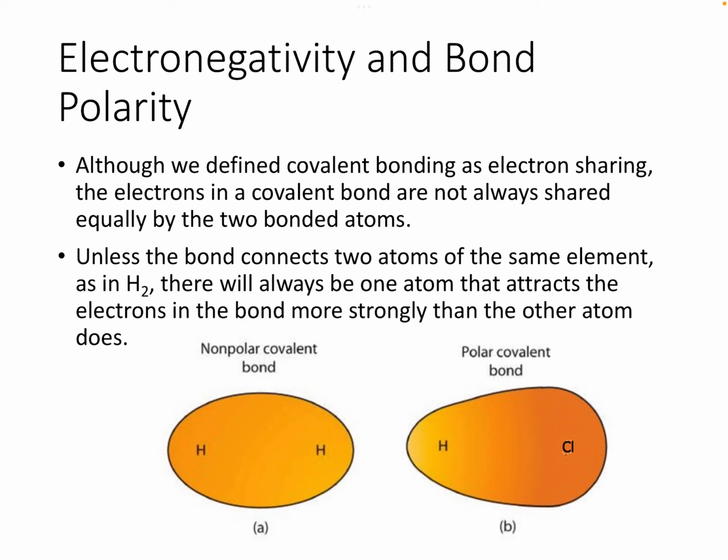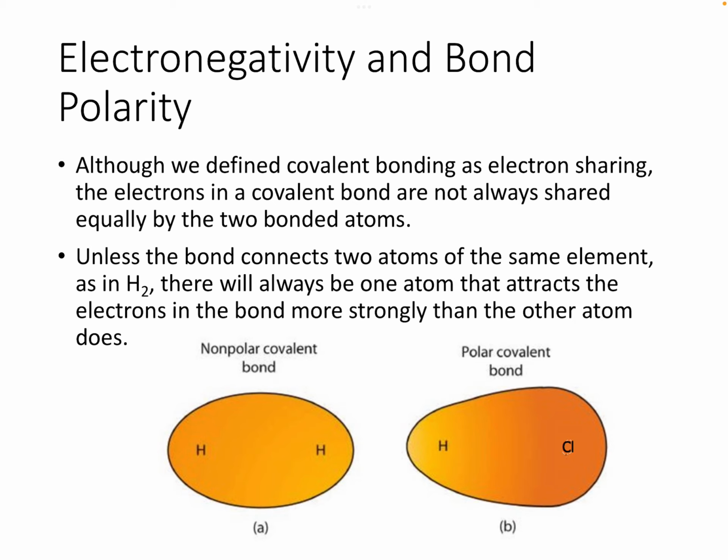Now, let's say we have two of the same atom. For example, in the molecule H2, we had two hydrogens. In that case, the electrons will be shared equally because the atoms are exactly the same. But let's say the atoms are not the same. There are cases where one atom likes electrons more than the other atom, and so those electrons are going to hang out with that atom a little bit more.